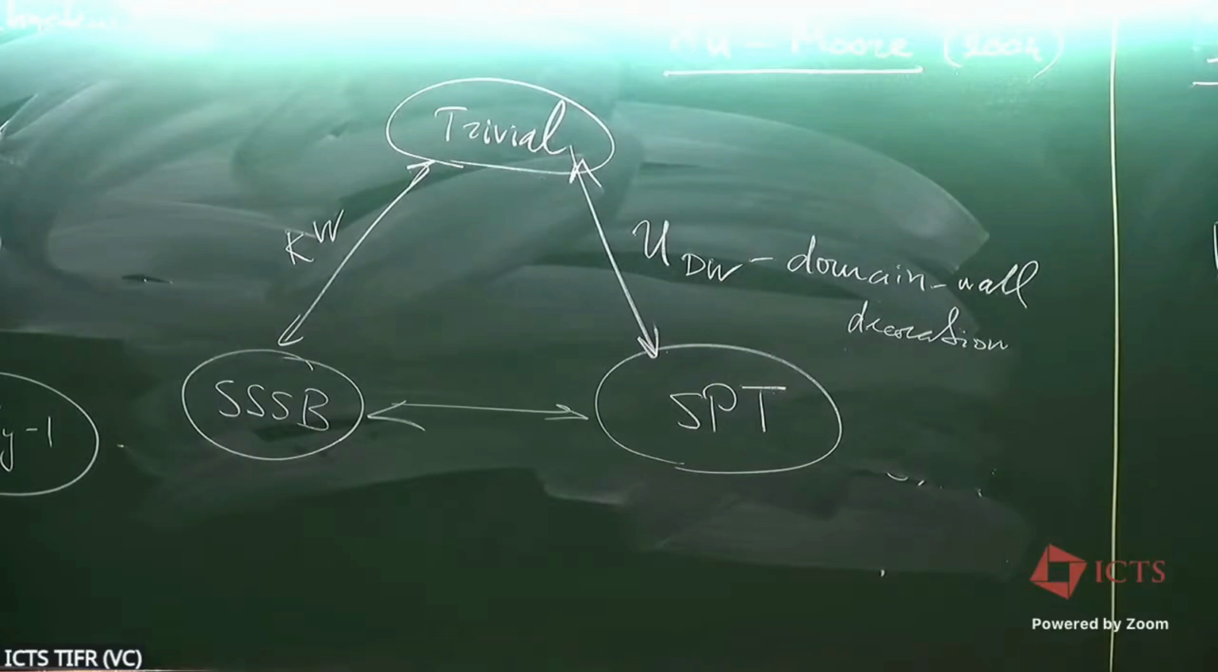But anyway, what Haldane famously showed, and nobody believed him initially, by the way, is that the spin 1, or generally the integer spin chains, have a gapped ground state. Okay? And that's to do with the presence of a topological theta term, and the story is well known by now. Okay?